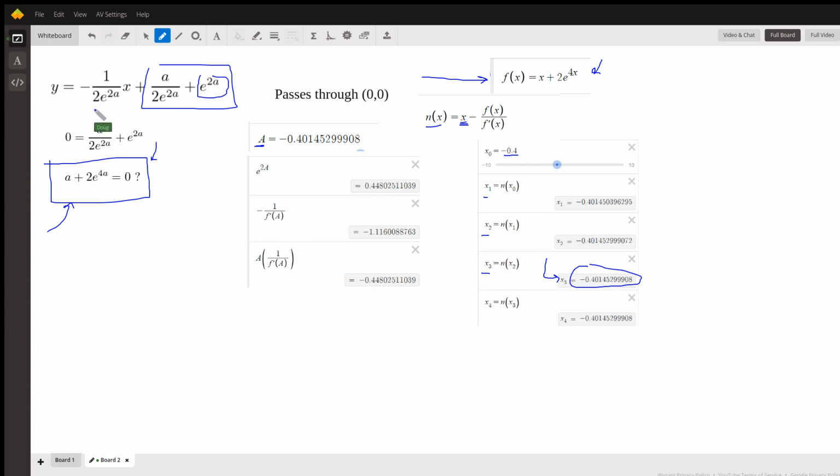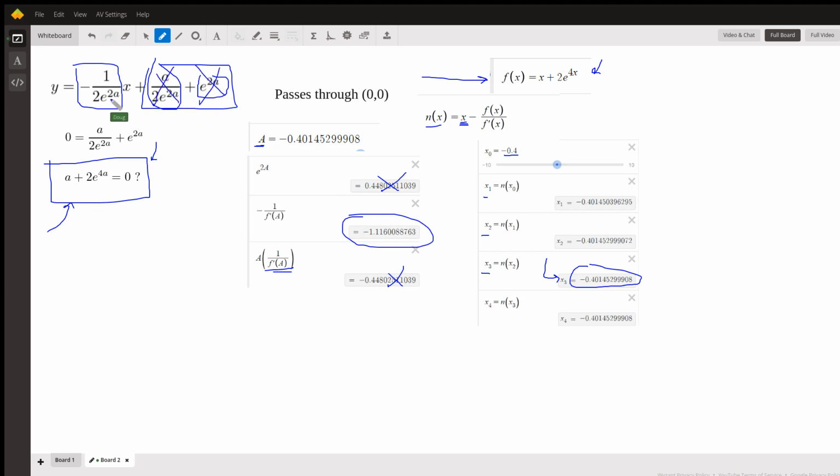This term right here, negative 1 over 2e to the 2a, this right here, is negative 1.116, blah, blah, blah. And this term right here is a over 2e to the 2a, which I wrote as f prime of a, is negative 0.44. Well, these two terms cancel out. So that's the slope of the normal line. And that means these two terms canceled out.